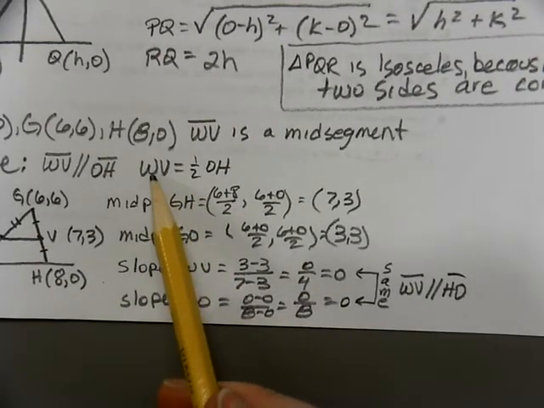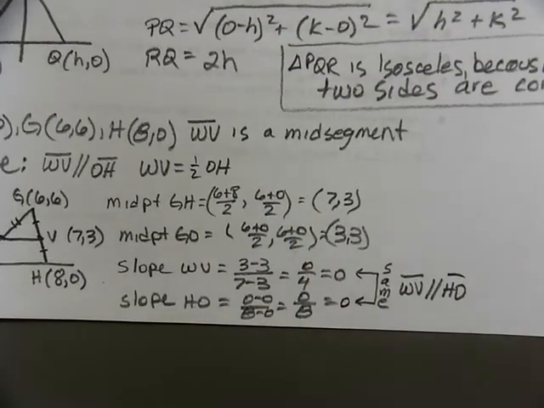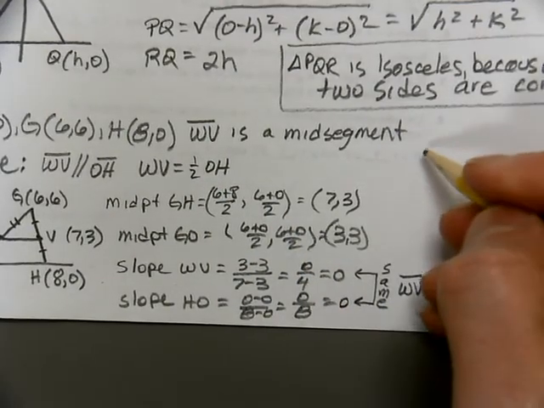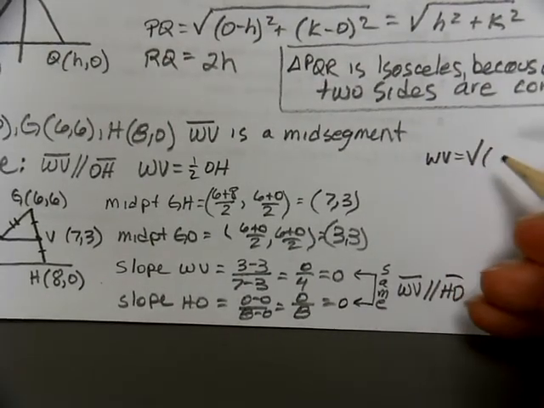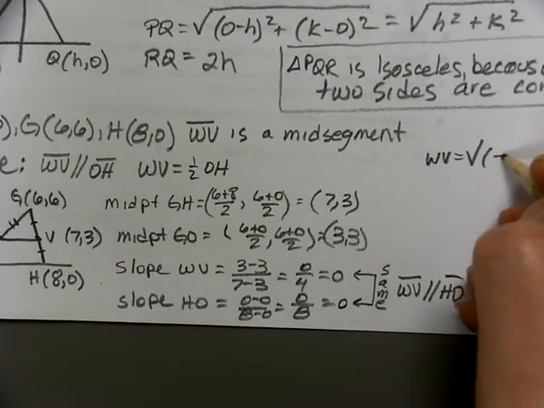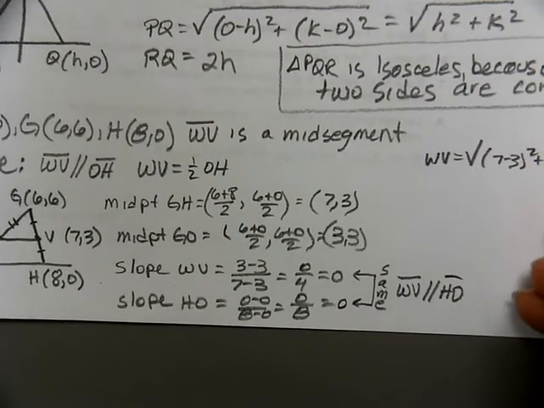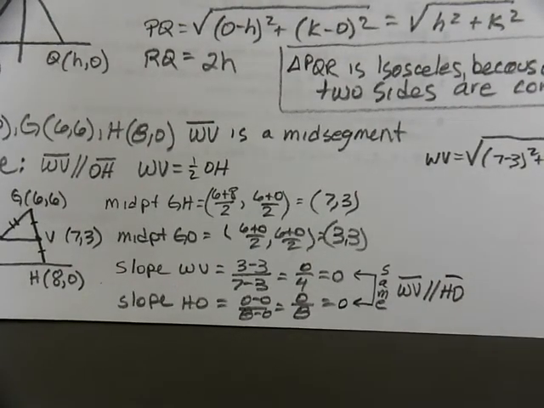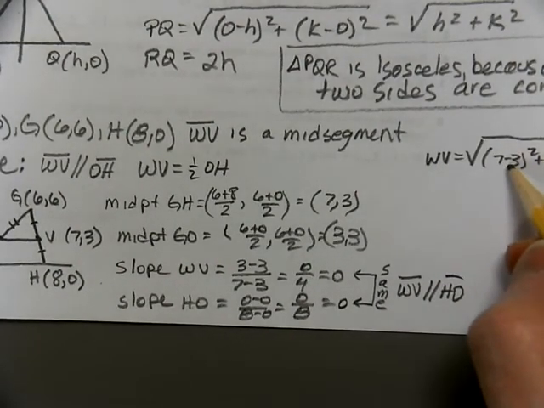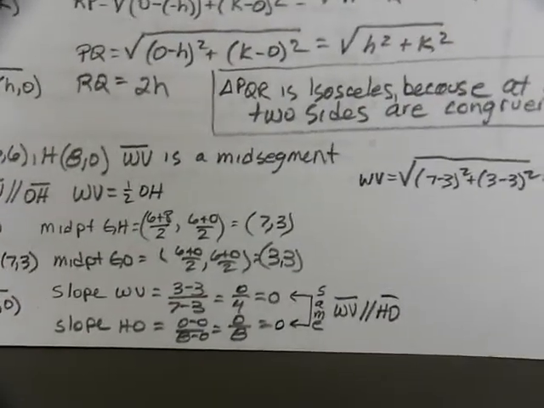The other part I have to show is that my distance for WV is half the distance of OH. So WV is 7 minus 3 squared and 3 minus 3 squared, which is 7 minus 3 is 4. 4 squared, which is 16, so it's a length of 4.